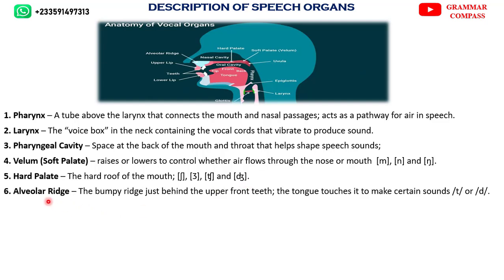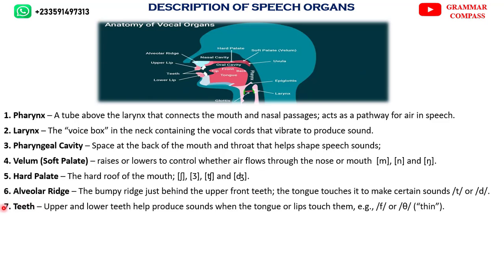Now, let us talk about the alveolar ridge. It is right behind your top teeth. Try to move your tongue towards your alveolar ridge, right behind the upper front teeth. If your tongue touches just right behind the upper front teeth, where your alveolar ridge is located, then you can produce sounds like t or d. When you produce t or d, where your tongue touches is the alveolar ridge, just behind your upper front teeth.